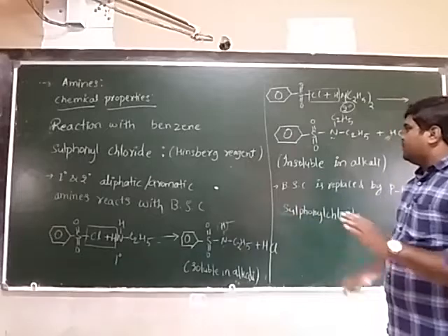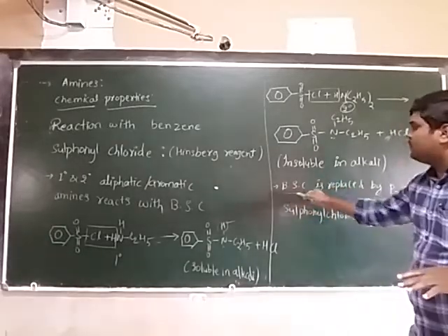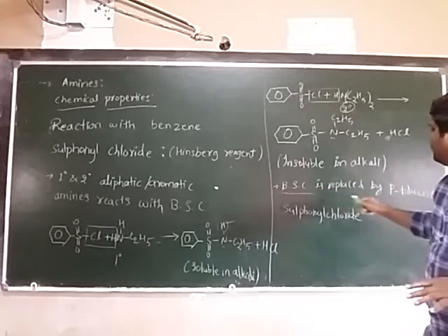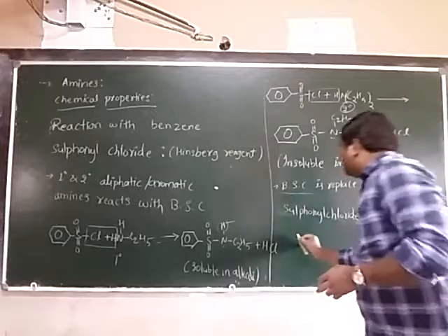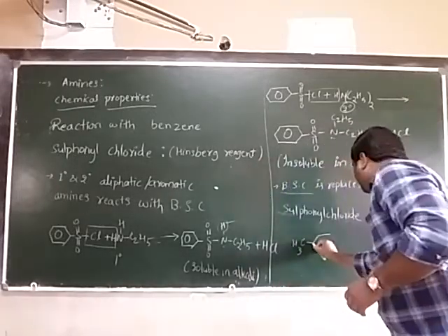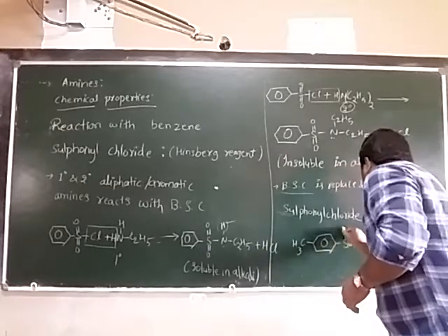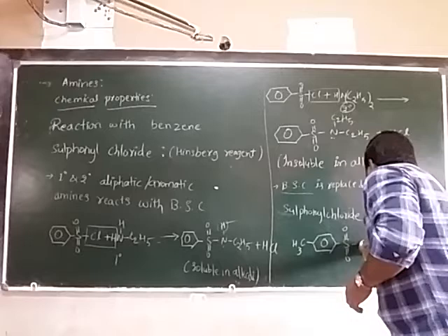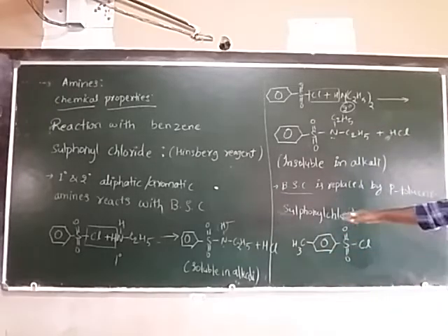Now, benzene sulfonyl chloride is replaced. Nowadays, instead of benzene sulfonyl chloride, we are using para-toluene sulfonyl chloride. What is the structure? CH3 on the ring, with the sulfonyl chloride group. This is para-toluene sulfonyl chloride. Is it clear?